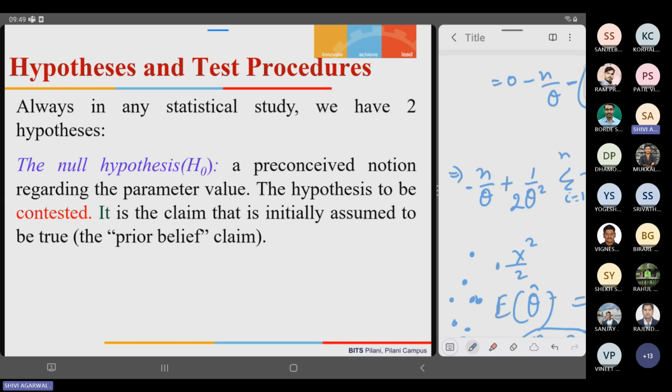One example I gave you was a real life example. Okay, so we have two hypotheses. First is the null hypothesis, denoted by H naught. It is a preconceived notion regarding the parameter value, the hypothesis to be contested. It is a claim that is initially assumed to be true. That is the prior belief claim.